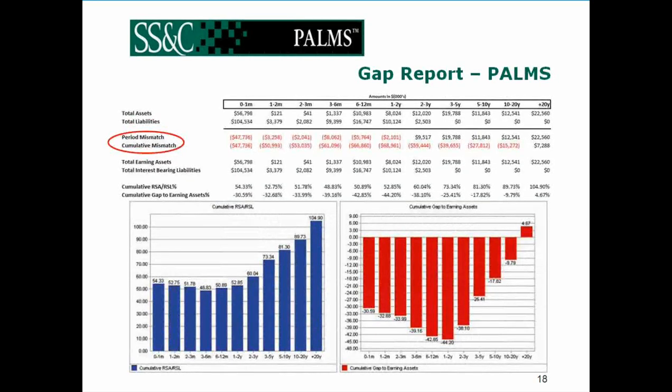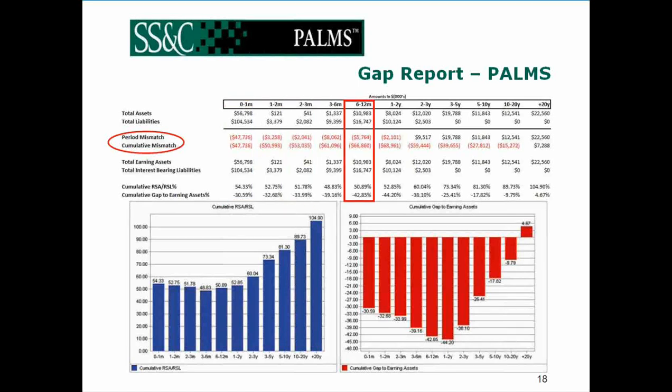One example of a gap report is demonstrated on this slide. It comes from our PALMS software, which is an ALM-based solution for most financial institutions such as credit unions and banks. And as you can see here, there is not only a period mismatch, but also one that takes care of the cumulative mismatch as well. And it has a horizon of over 20 years.